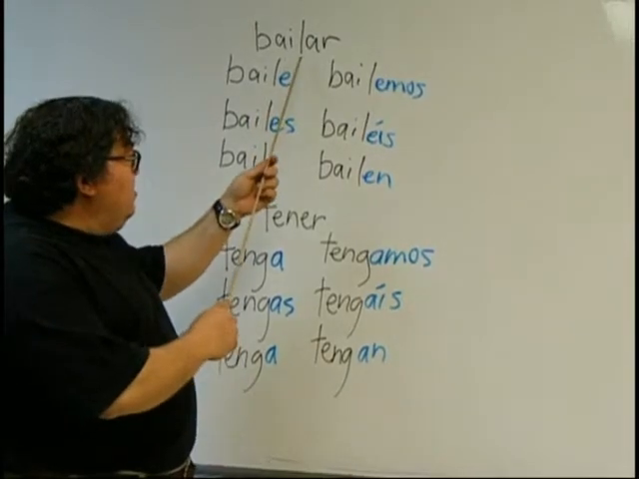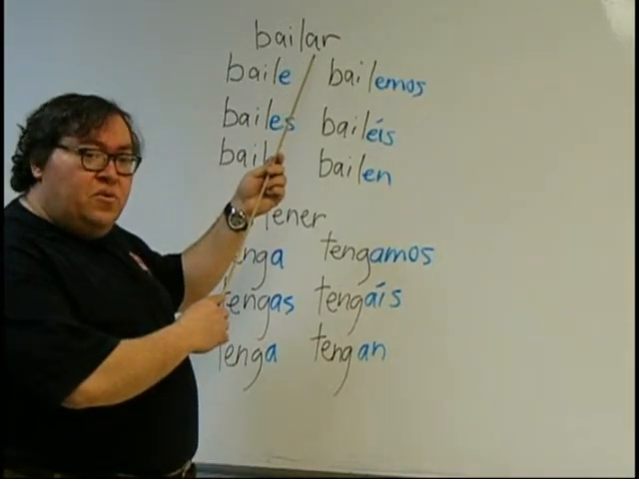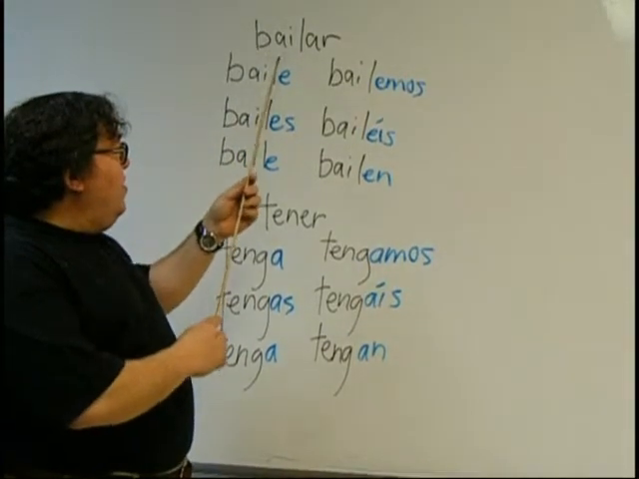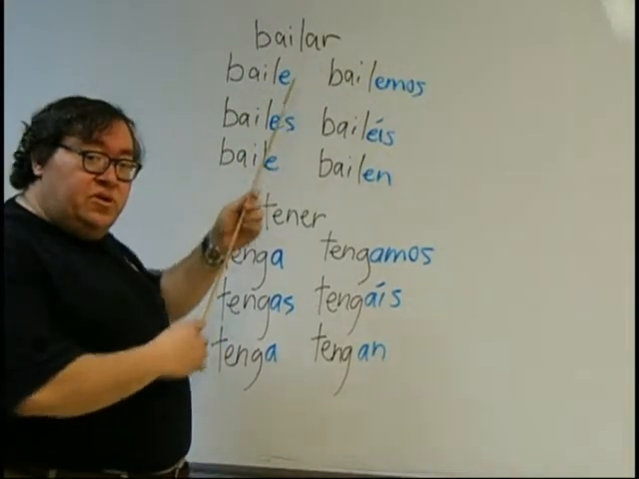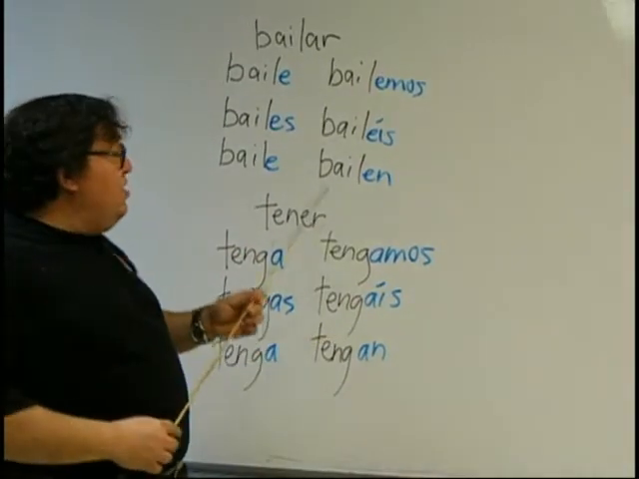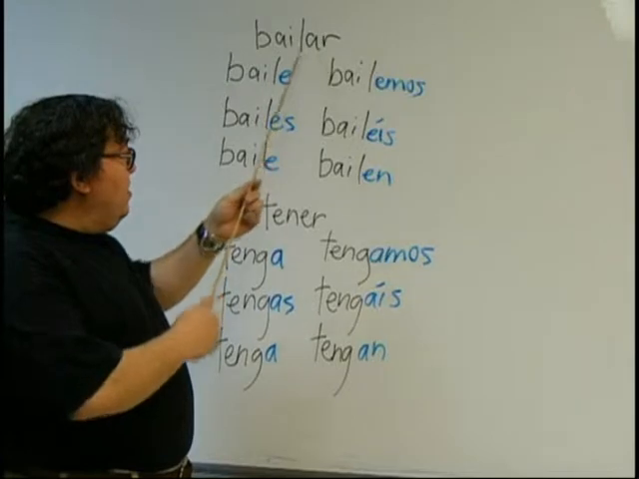All right, so the yo form gets you the stem of your subjunctive conjugation, at least. And then if it's an AR verb, you switch to E's. If it's an ER verb like tener, you switch to A's. But let's look again at bailar.